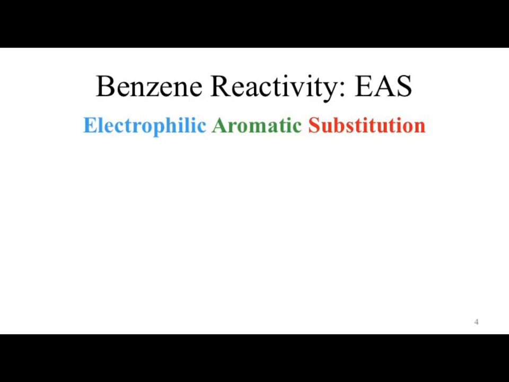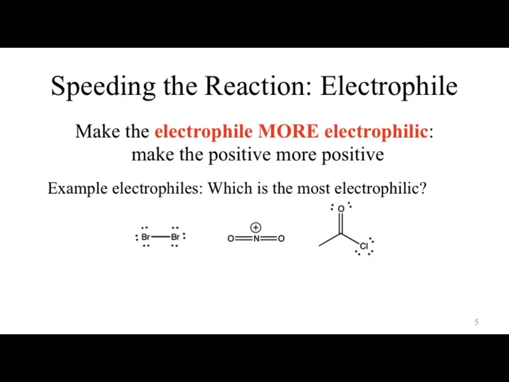Okay, so we'll take a look at speeding our reaction by tweaking the electrophile. So we want to make our electrophile more electrophilic. That means making the positive more positive. Okay, so I've got a couple electrophiles as examples here. Which of those is going to be the most electrophilic? Left, middle, right. Middle one. I don't like left or middle, right. We're going to call them 1, 2, and 3. I'll label them.